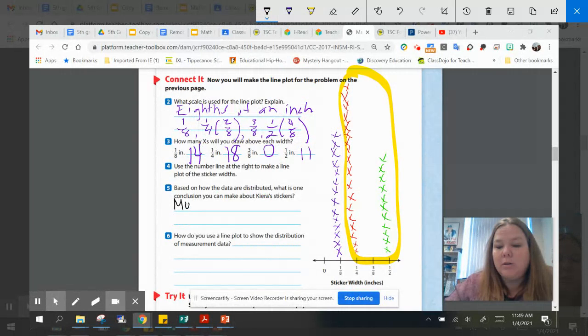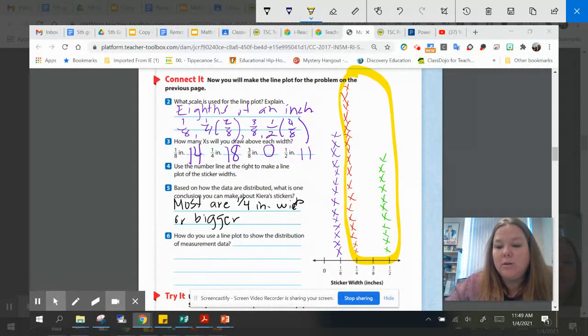Most are a 1/4 inch wide or bigger. We could also say, we could even look at something else and say that most are between 1/8 and 4 inches wide.